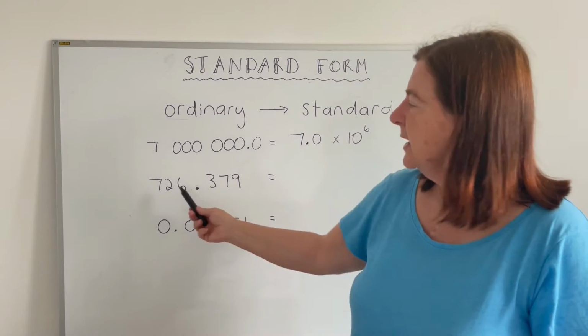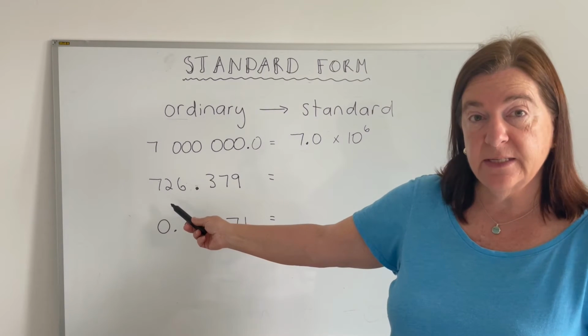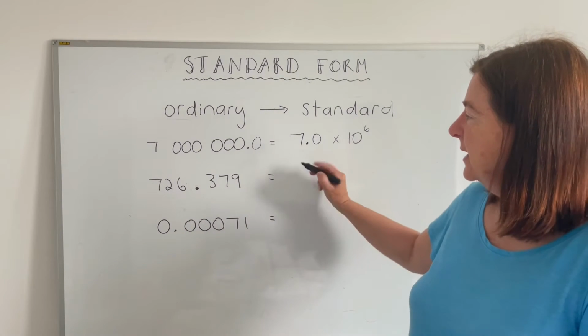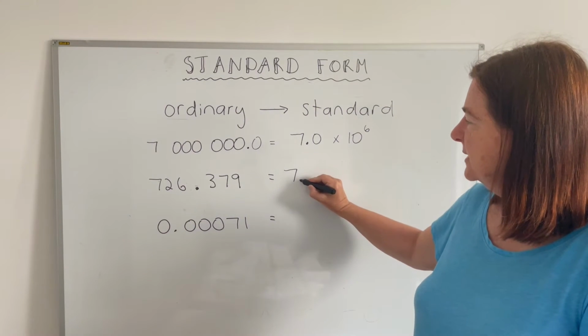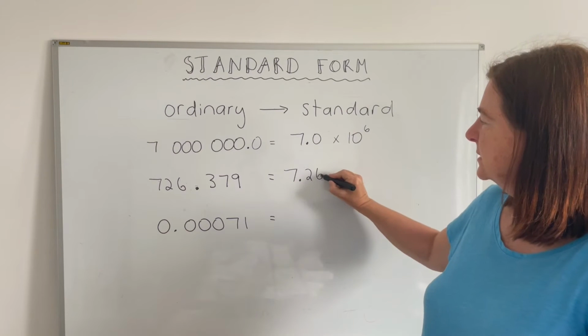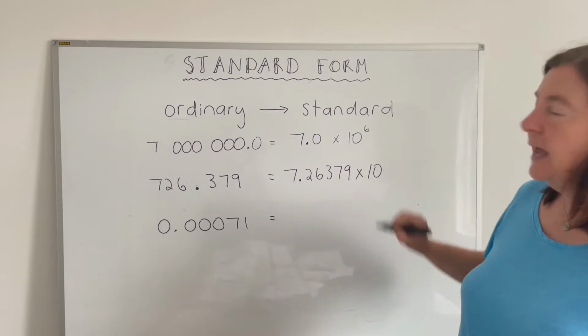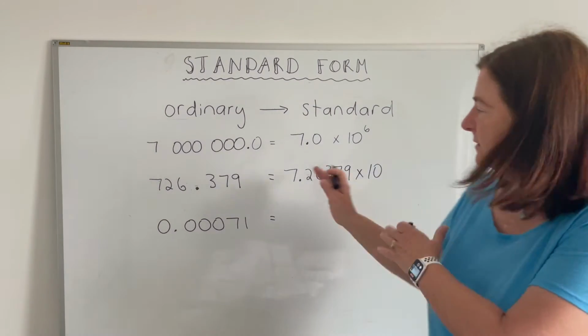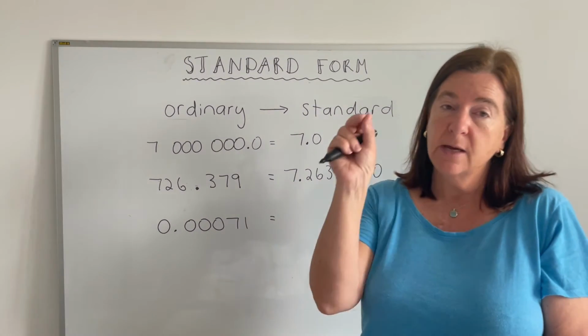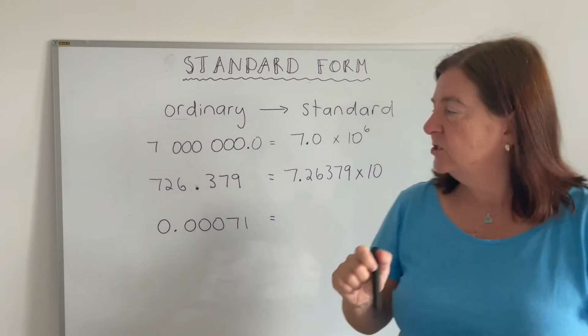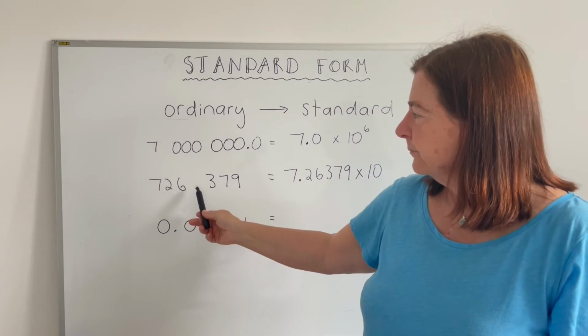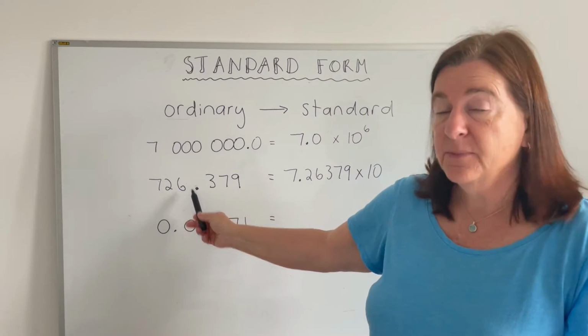Let's look at another one. This here is 726.379. Now to standard form is going to be 7.26379 times 10, and I need to work out the index. So this is easy. You know, standard form is always comma after the first digit. So this is now 726 becomes 7.26.